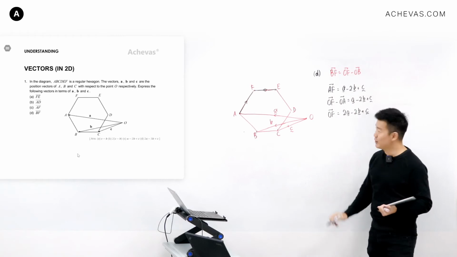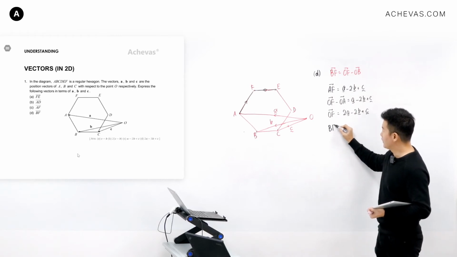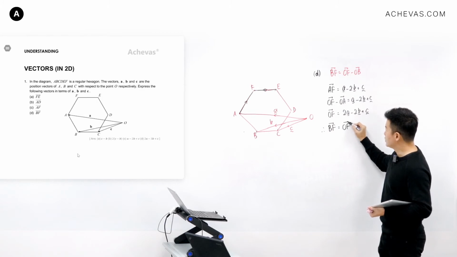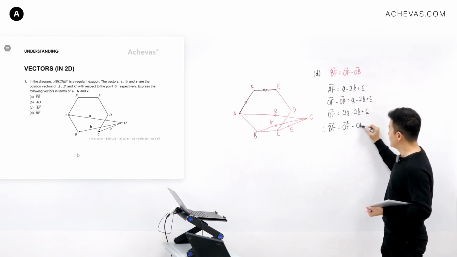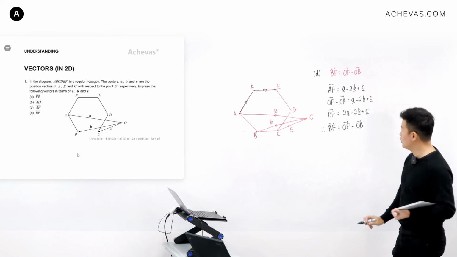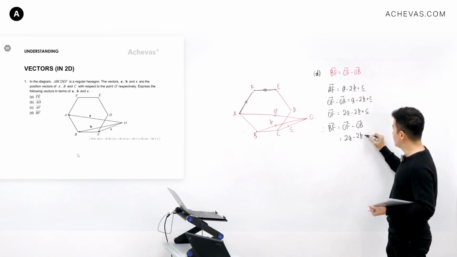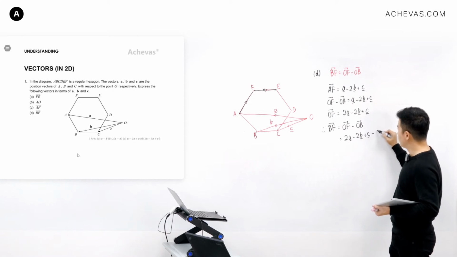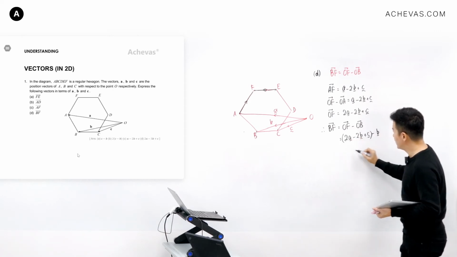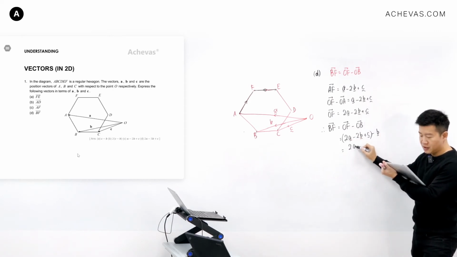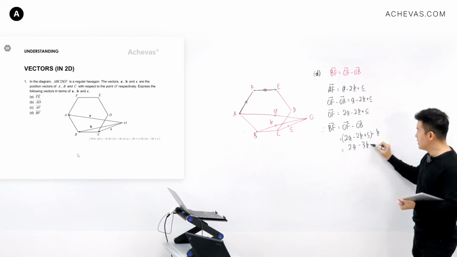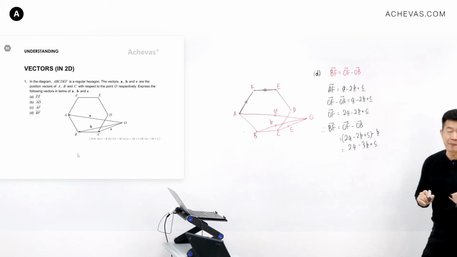We can then find BF. So vector BF, therefore, is going to be equal to the position vector of the terminal point minus away the position vector of the initial point, OF minus OB. It will be this, 2A minus 2B plus C, minus away B. So it's going to be this minus this. This will give us 2A minus 3B plus C.